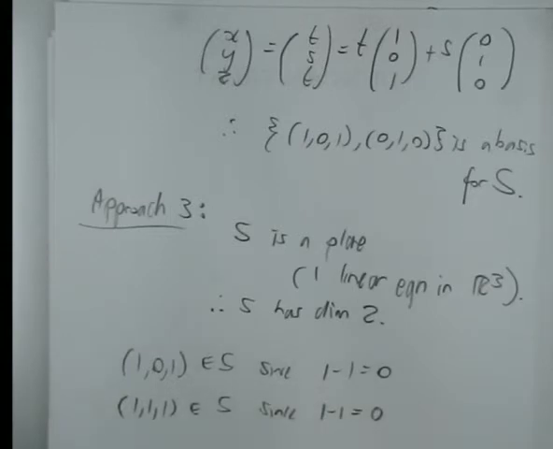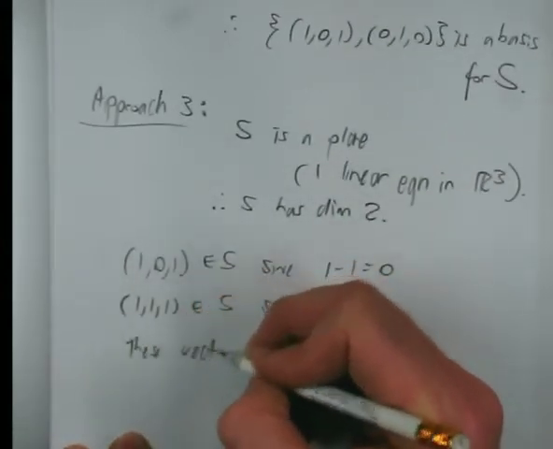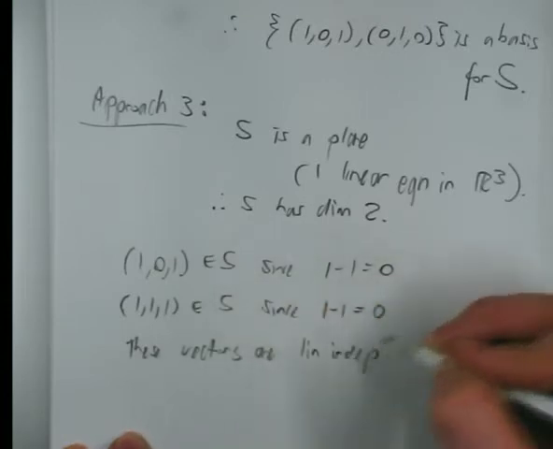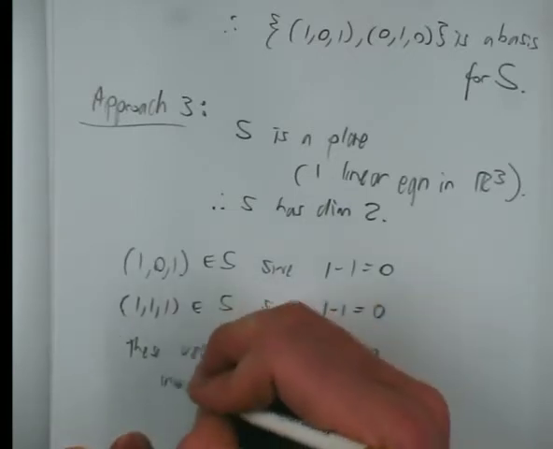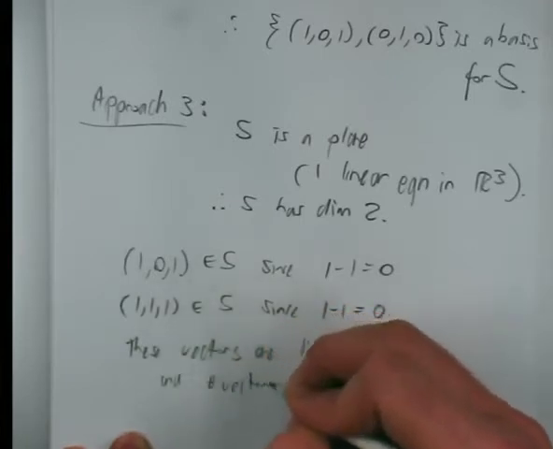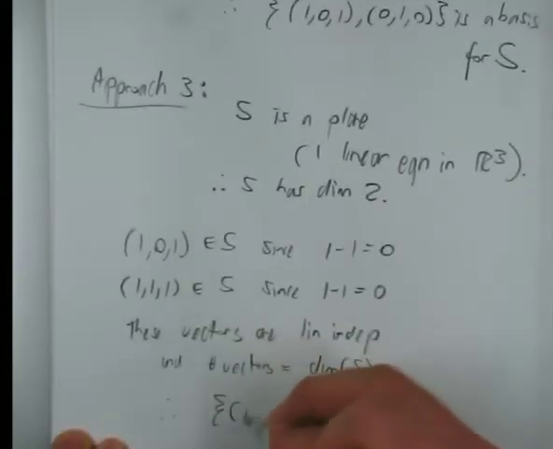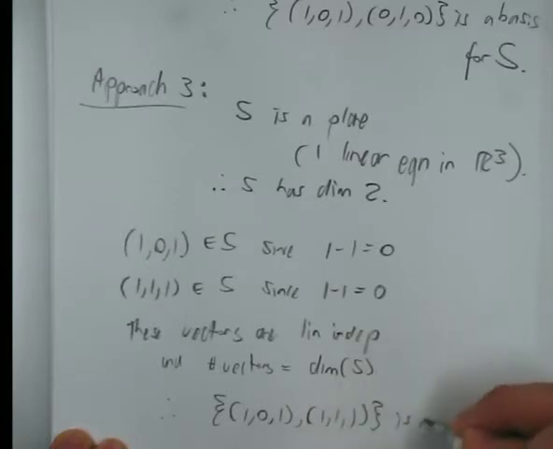And those 2 vectors are independent. They're independent, and there's 2 of them, and the dimension is 2. And the number of vectors equals the dimension of S. So therefore, (1, 0, 1) and (1, 1, 1) is a basis for S. So that's another approach to finding bases. Okay? Any of them would be okay.